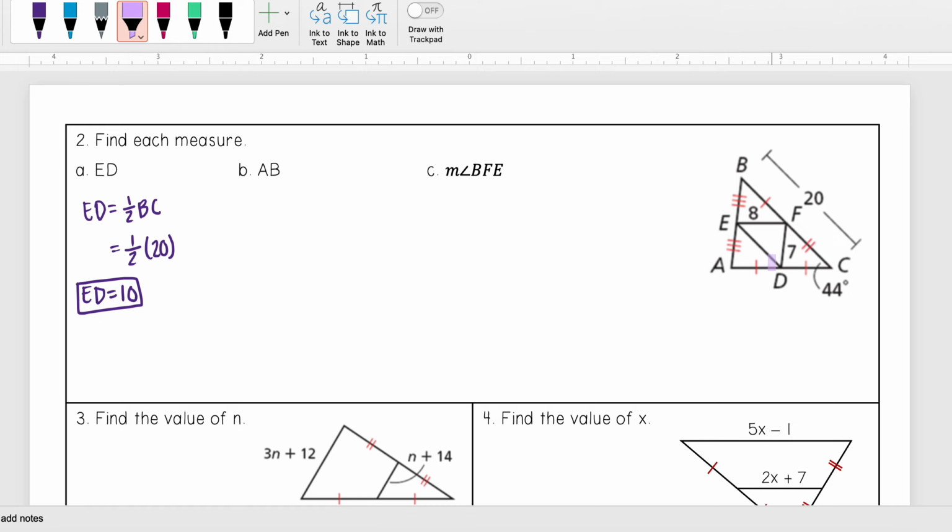Okay, now we want to find the length of AB. Well, I know that AB has a special relationship with that midsegment opposite of it, so ED. And I know that AB is twice the length of FD. Well, FD is length 7. So that means that AB is equal to 14.